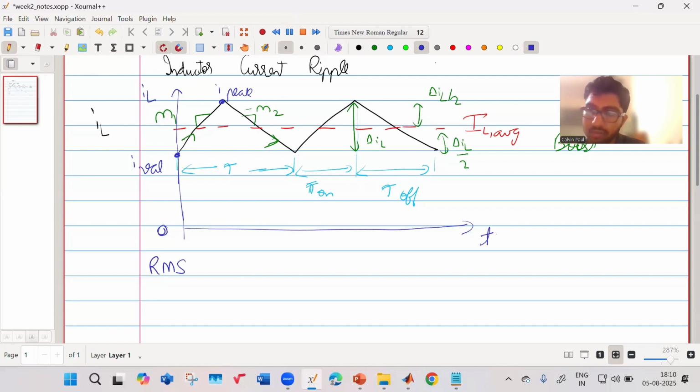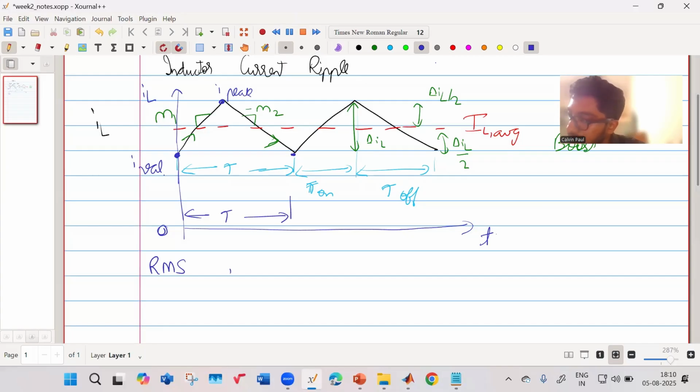Your RMS value, sir had told. So what sir had shown is there's a formula. This is your time t, right? This is your waveform, I valley, I peak, and again it is coming here. So this is your entire periodic waveform.